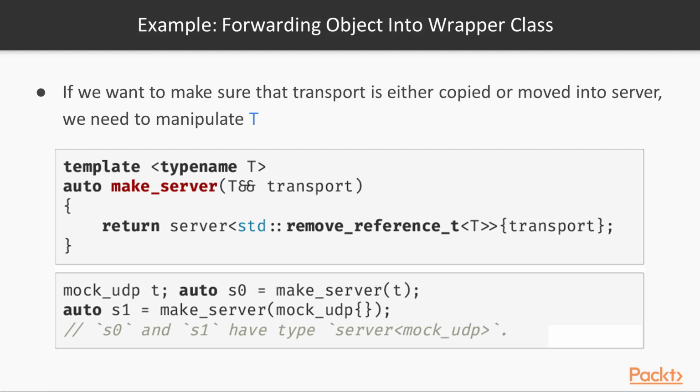In this case, the function is exactly equivalent as before, except for the fact that the server's template parameter is always deduced as a non-reference. In this case, if we use MockUDP as an lvalue and then call make_server of t, or if we use make_server with an rvalue MockUDP, in both cases, the server will be deduced as a Server<MockUDP> without any reference in the template parameter, which is what we want because we want to own the transport layer inside the server instance.